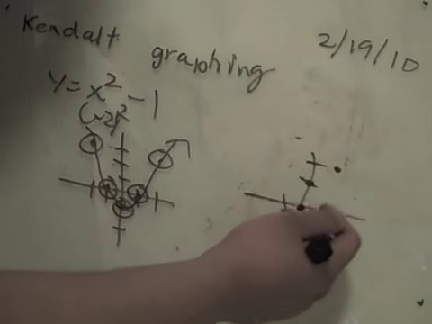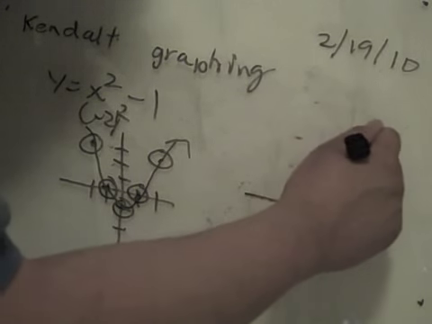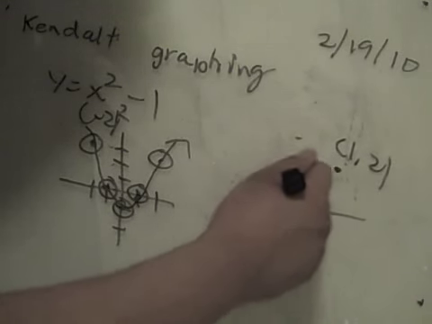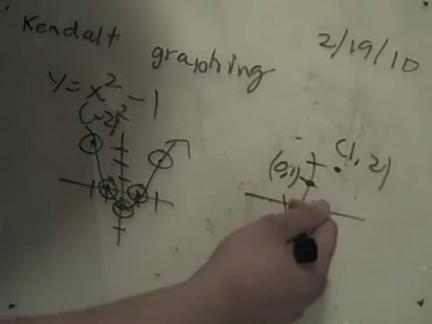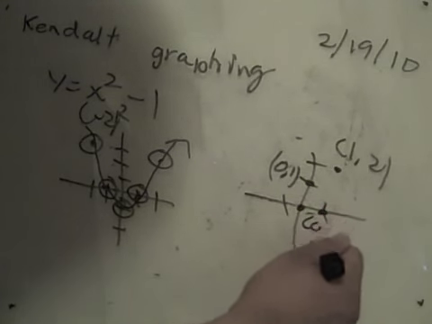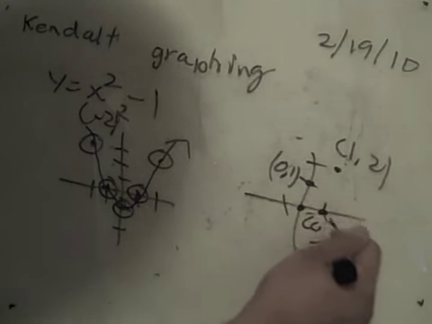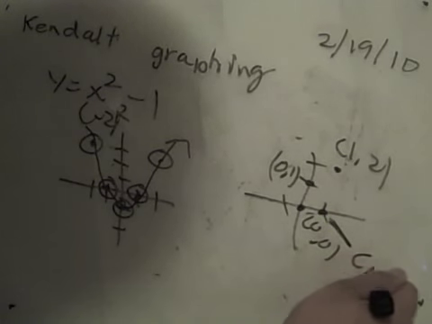The coordinate of this point is 1, 2. So let's put that here. The coordinate of this point is 0, 1. Let's put that there. The coordinate of this point is 0, 0. Let's put that there. And the coordinate of this point is 1, 0.